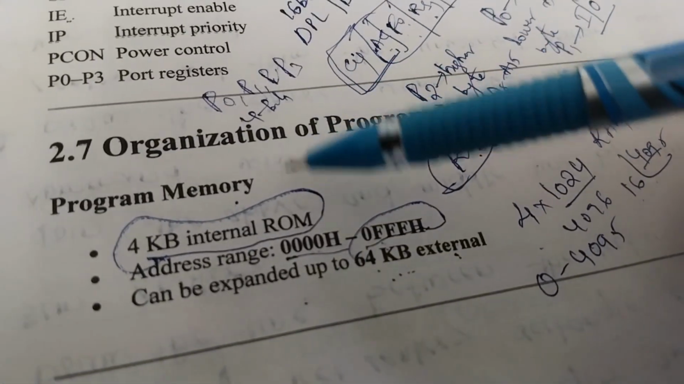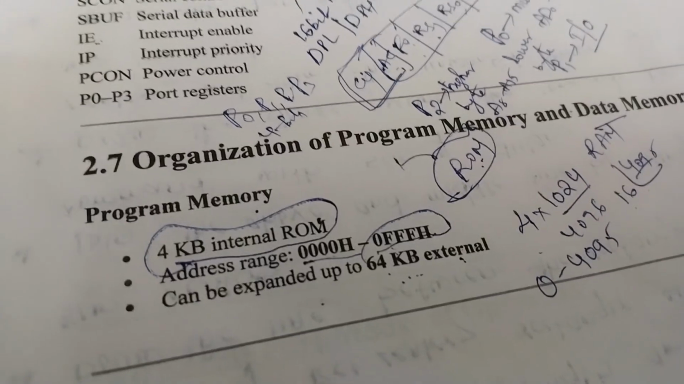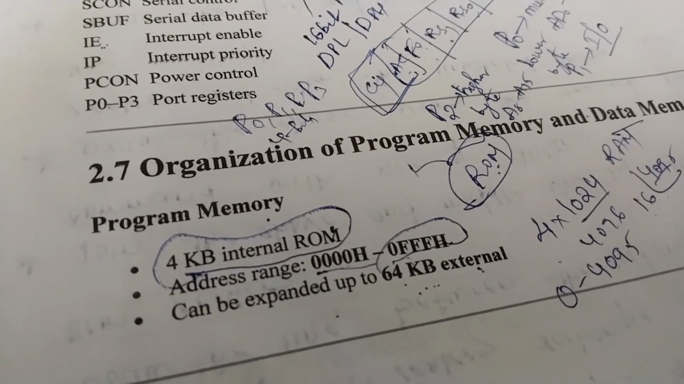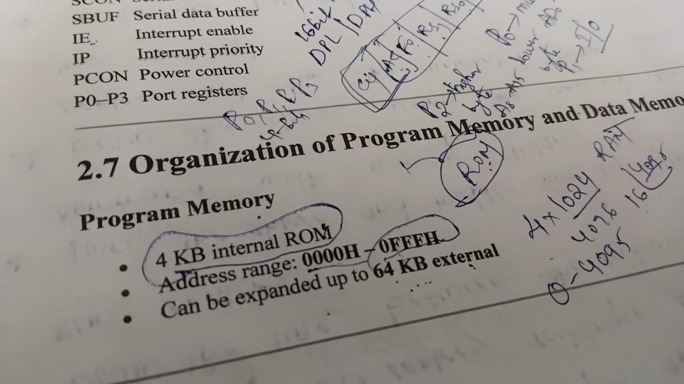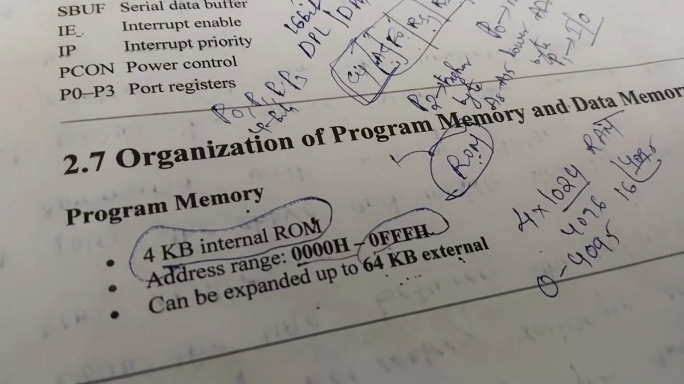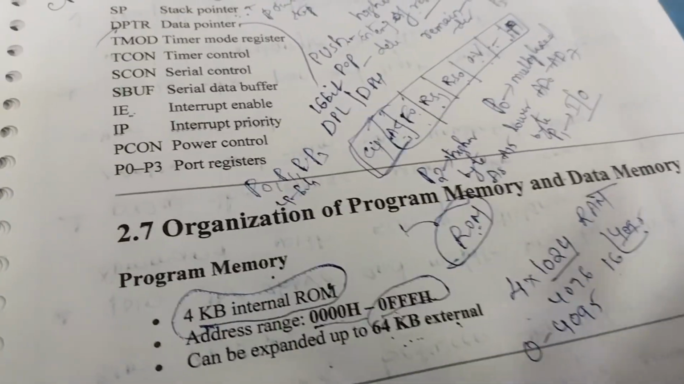So program memory refers to what? ROM, read-only memory. Then the 8051 has 4 kilobytes of internal ROM, and its address range is 0000 to 0FFFH, and it can be expanded up to 64 kilobytes of external memory.